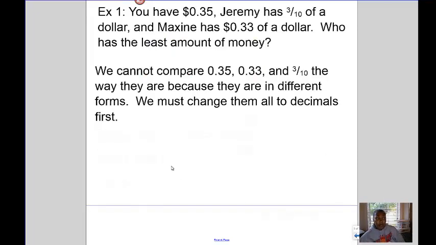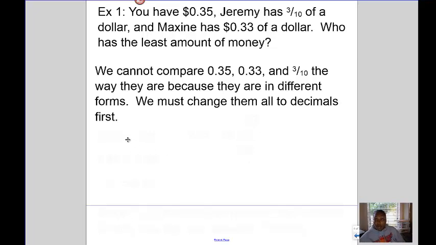So here's my first example. You have 35 cents, Jeremy has 3/10 of a dollar, and Maxine has 33 cents of a dollar. Who has the least amount of money? So I want to compare them, but I can't because you and Maxine are in dollar and cent form, but Jeremy is in fraction form. So before I can compare them, I need to change them all to decimals first.